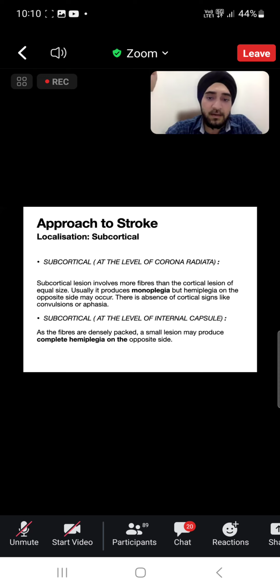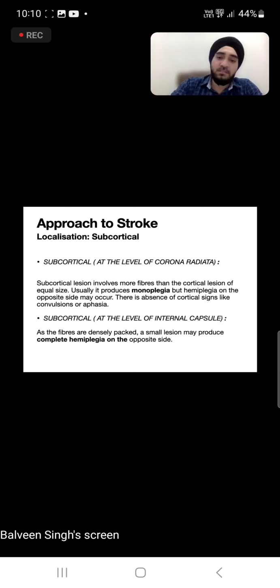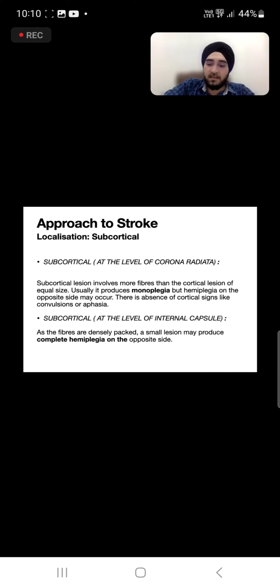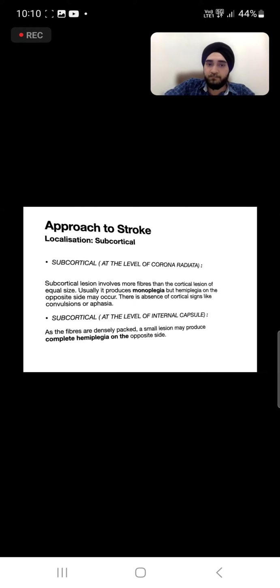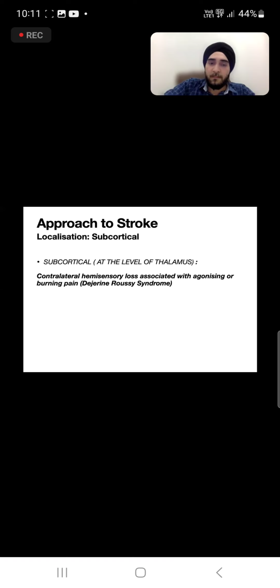Coming to subcortical at the level of internal capsule, very easy to differentiate. Fibers are densely packed. A small lesion may produce a complete hemiplegia on the opposite side, and obviously the cortical signs will be absent here as well. So we talked about subcortical at the level of corona radiata. We talked about subcortical at the level of internal capsule.